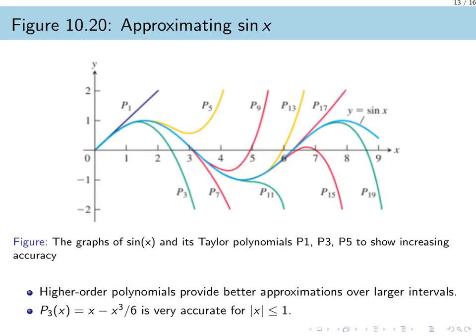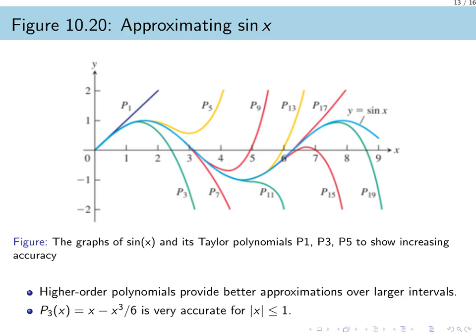This slide presents a figure that gives us a powerful visual for the convergence of a Taylor series. The main curve shown is the graph of y equals the sine of x. The other curves represent the Taylor polynomials for the sine function, such as p sub 1, p sub 3, p sub 5, and so on, with progressively higher degrees. The key pattern to observe is that as the degree of the polynomial increases, its graph hugs the true sine curve more closely and over a wider range of x values.